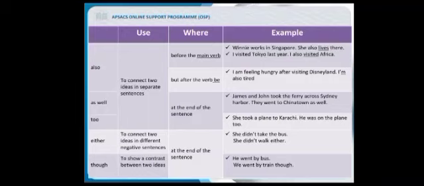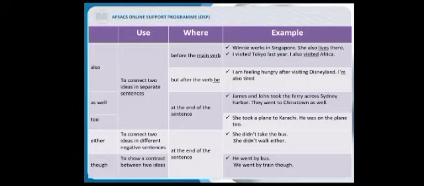But it is also used after the verb be. For example, I'm feeling hungry after visiting Disneyland. I'm also tired. As well, this also connects two ideas in separate sentences, but it is used at the end of the sentence. For example, James and John took the ferry across Sydney Harbour. They went to Chinatown as well. So this also connects the previous sentence and it is used at the end of the sentence.